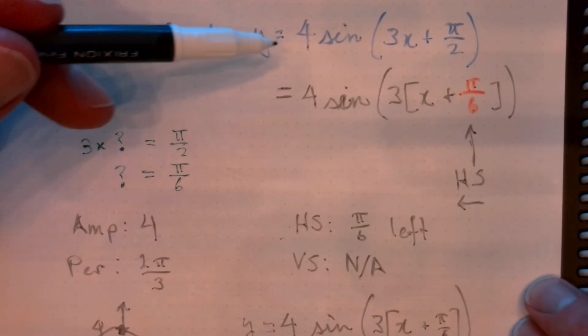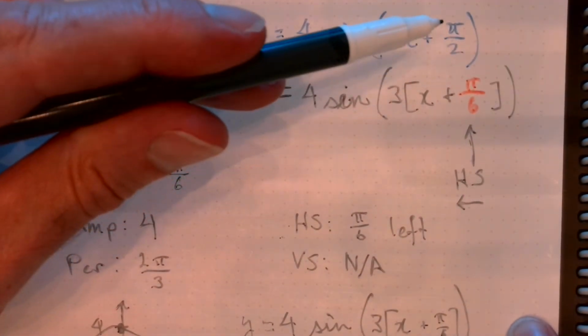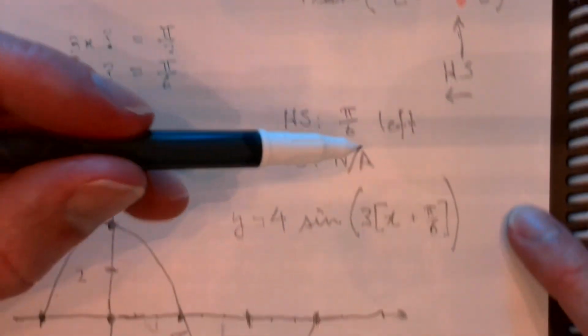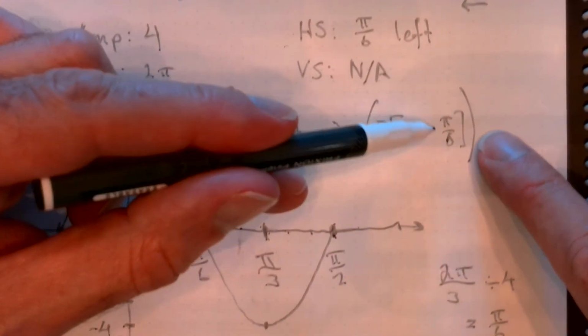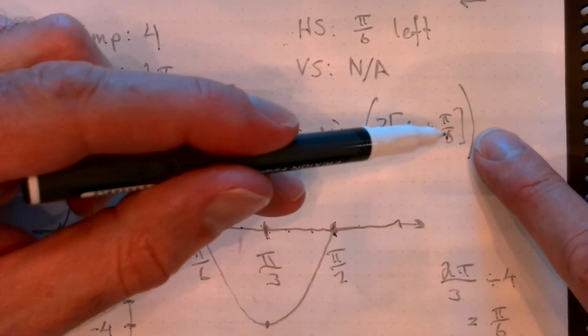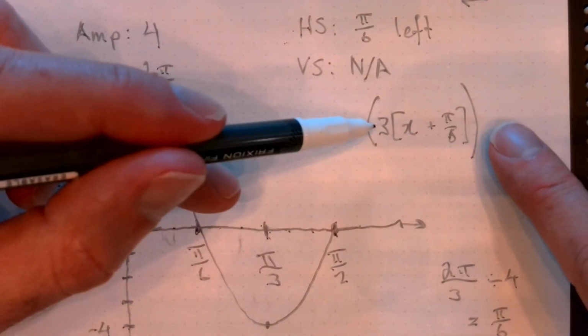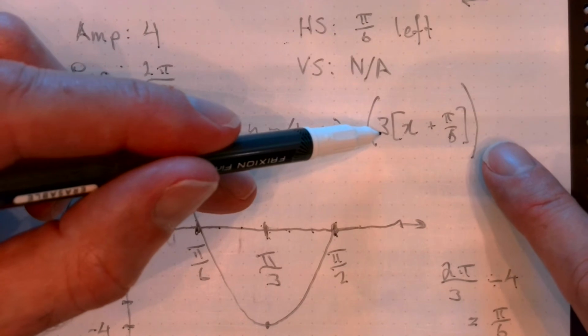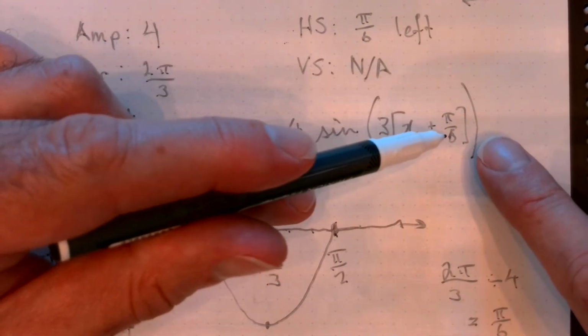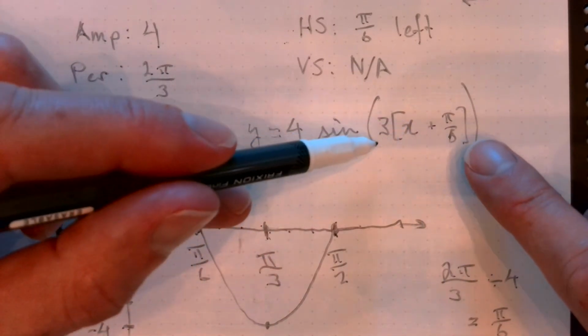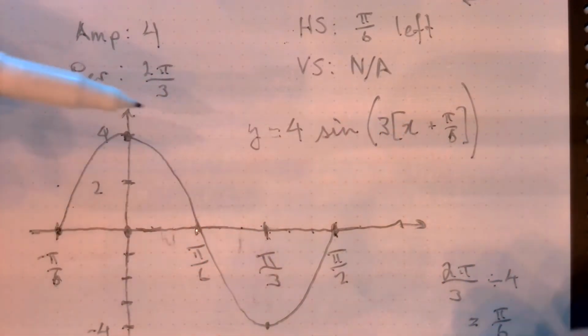Okay, remember how the function actually started. 3x plus pi over 2. But remember, you got to unravel the period change from this horizontal shift. And this is how you need to do it. Factor out the period change and then deal with the horizontal shift after that. And you can always factor out whatever this number is, okay?